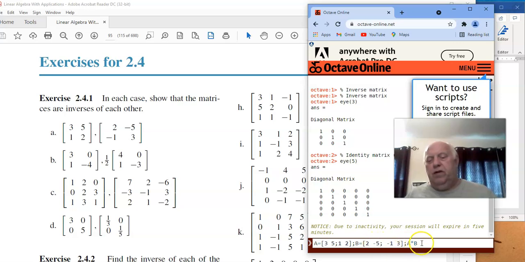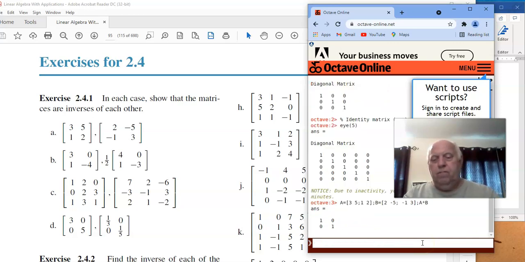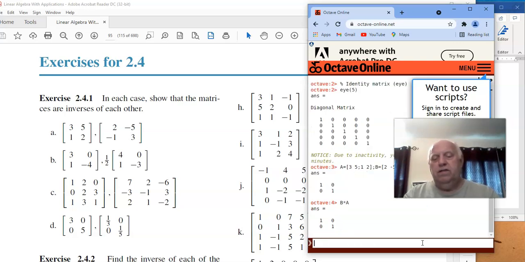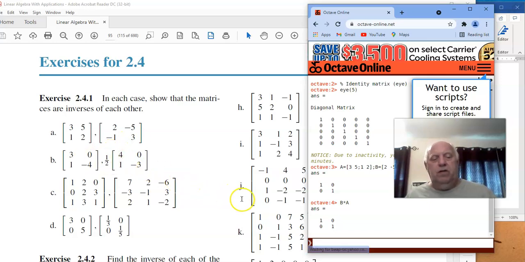And then finally, here's what I really want to see. What is A times B? Aha! It's the identity matrix. What is B times A, by the way? It's the identity matrix. So if A times B is the identity, B times A is the identity. You can do it the same way again. Now, let me show you one little trick.